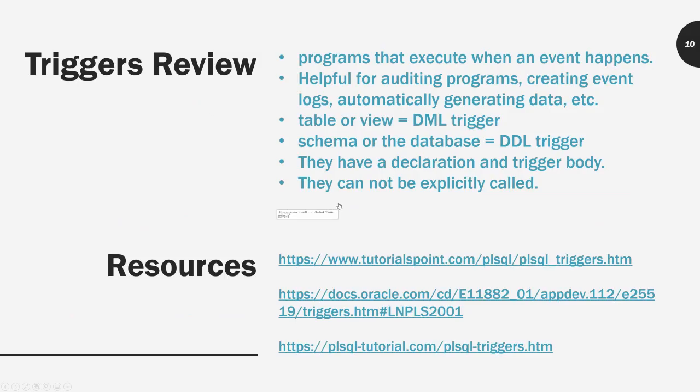So in review, a trigger is a program that executes when an event happens. It's helpful for auditing or creating event logs and automatically generating data. If it's a table or view, you use a DML trigger. If it's a schema or the database, you use a DDL trigger. They are going to have a declaration and a trigger body, and they cannot be explicitly called.